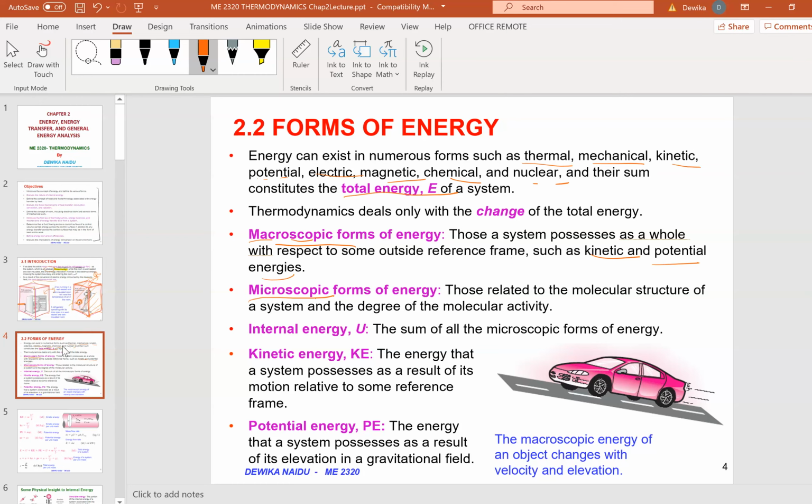Whereas the microscopic is related to the molecular structure within the object itself, among the molecules and also the atoms. Most of the time we will never be able to see it. An example is the internal energy. Now kinetic and potential are also known as mechanical energy. Kinetic is due to the motion and potential is due to the elevation or height.